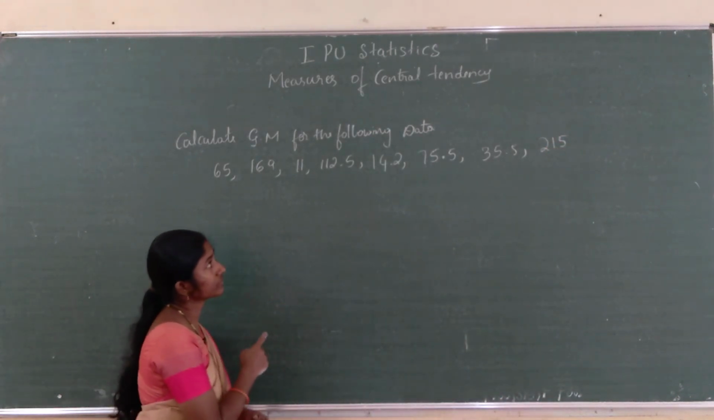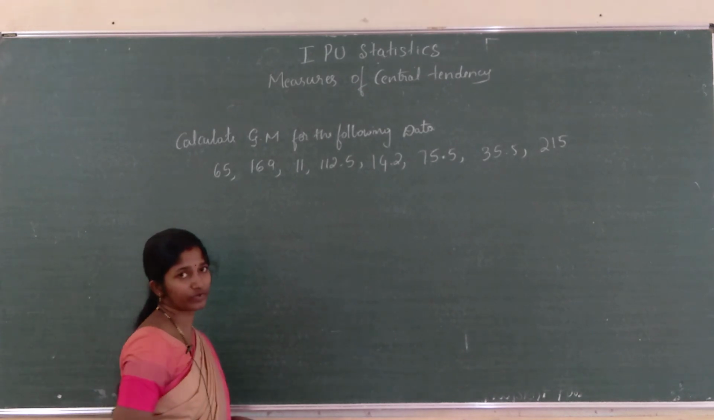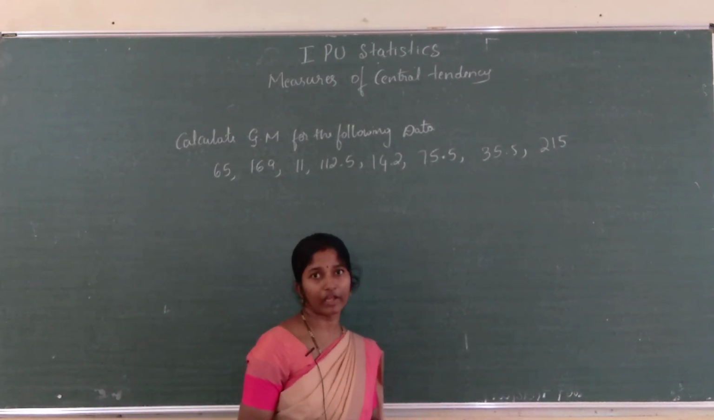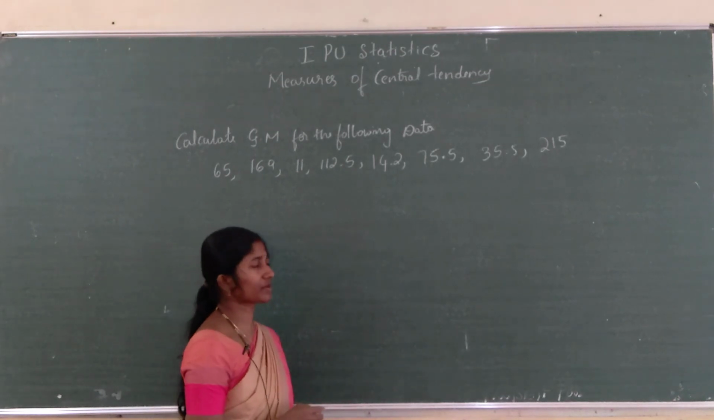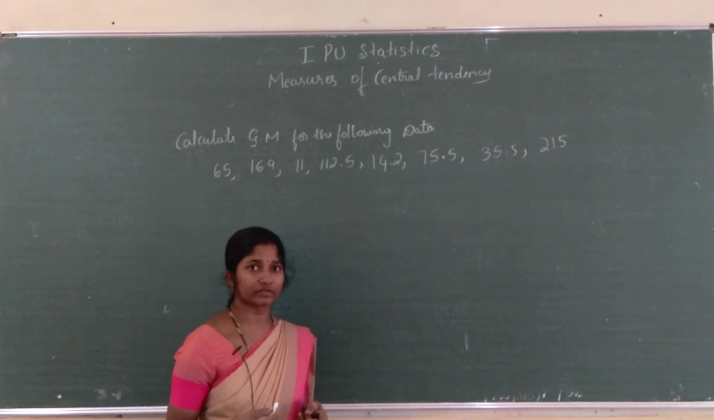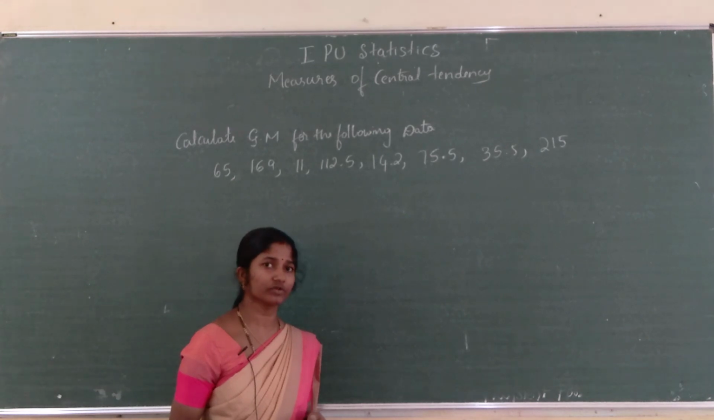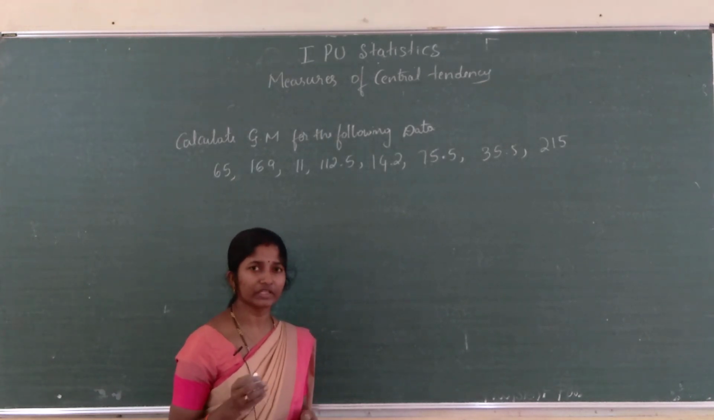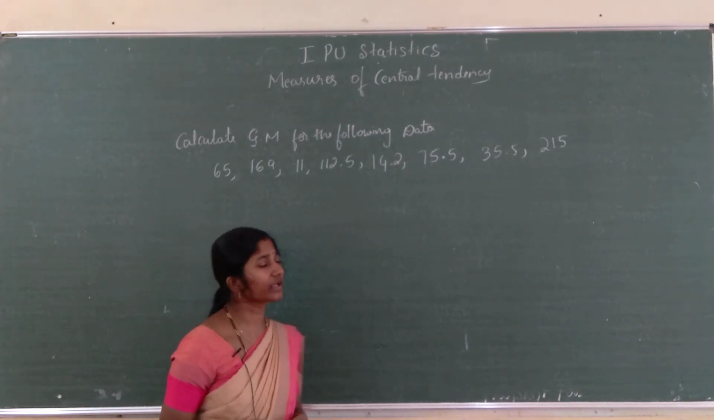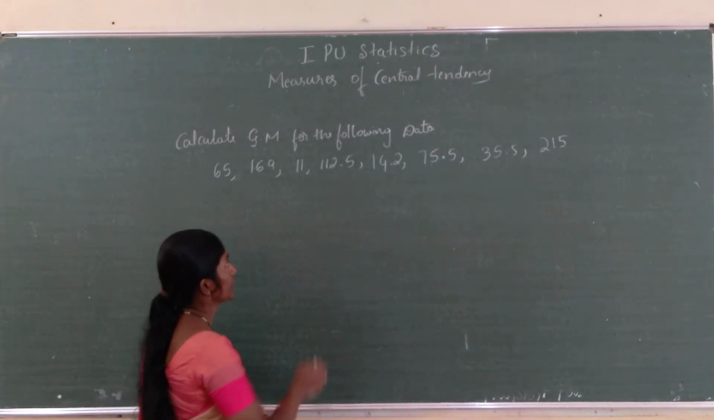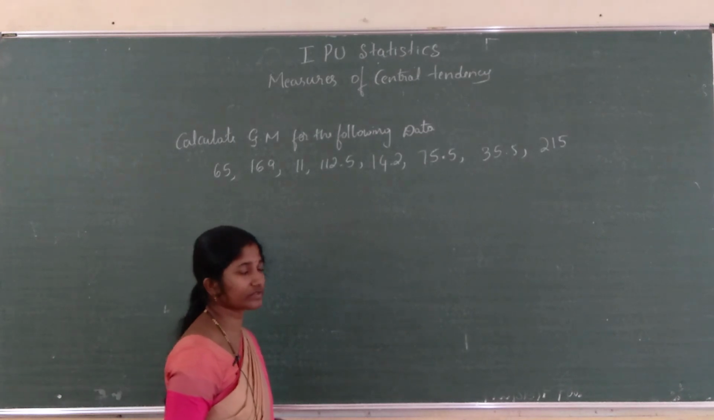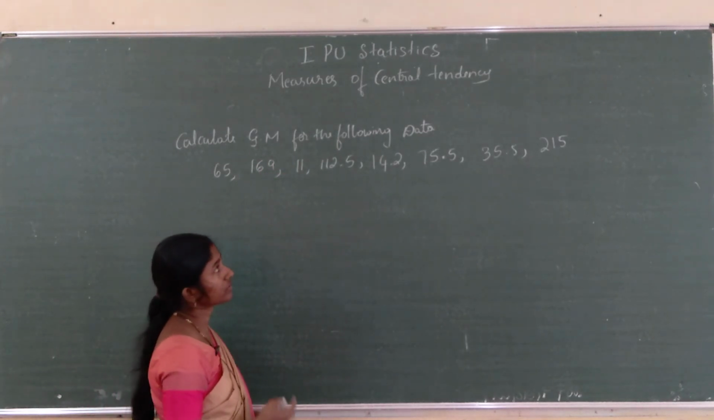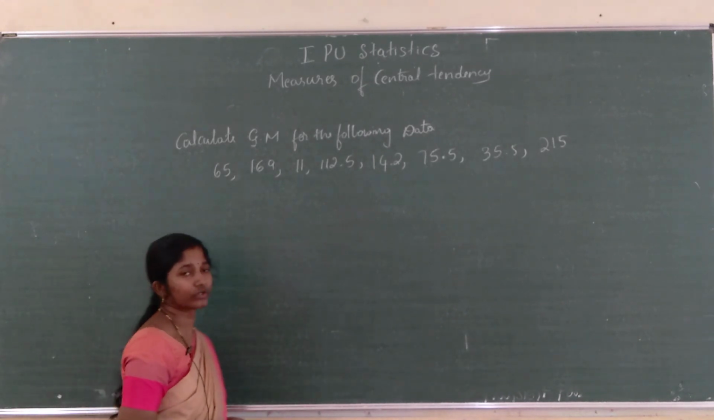What values are given? Those are the x observations. You should find out a log value. If you use the calculator, sometimes when the observations are large it does not give the answer, it gives an error. So in that case we are using logarithms. Now we will do this problem by using the log table. They are not telling us whether to use a log or not.